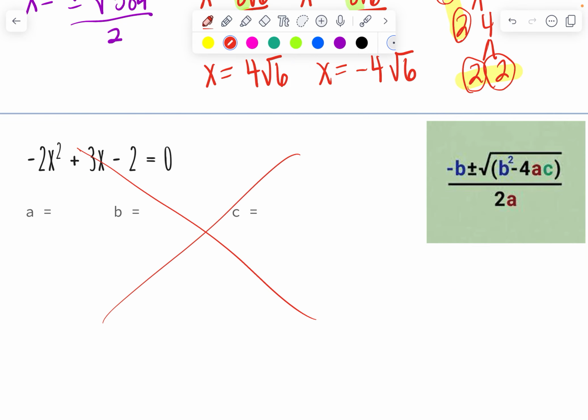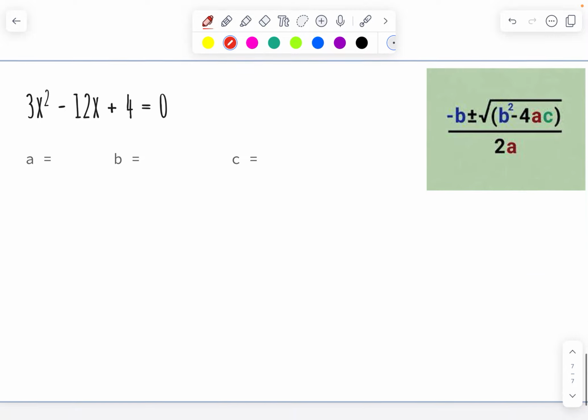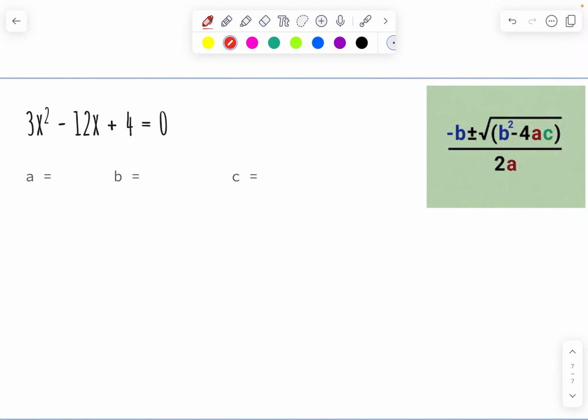This next one, we can't do. That one actually has no real roots. So we'll learn how to do this one later. Let's look at one more example.